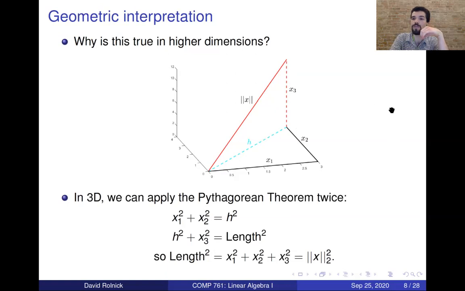Okay. So this is why all of these things are connected, why in 3 dimensions, and it's pretty easy to see that in higher dimensions, though it's hard to visualize, the L2 norm of a vector is equal to the length of that vector. Okay.